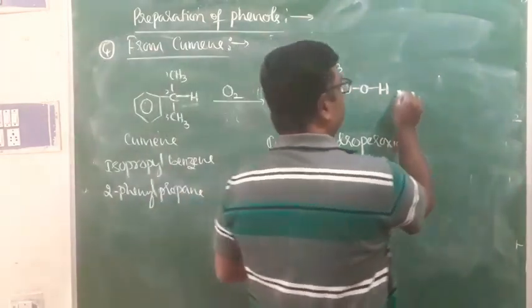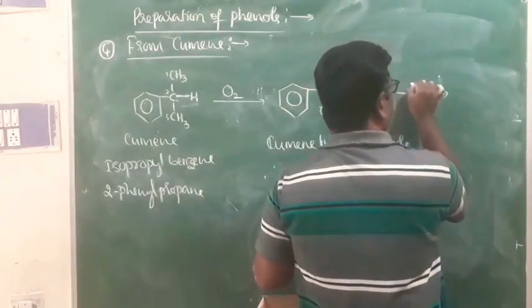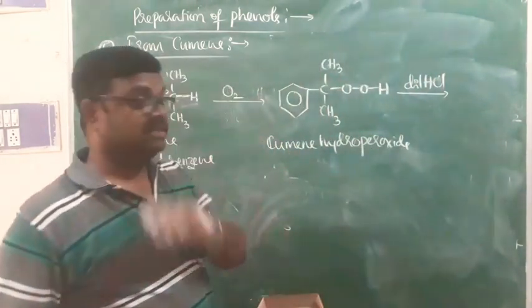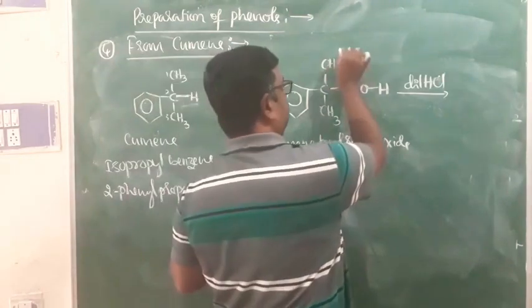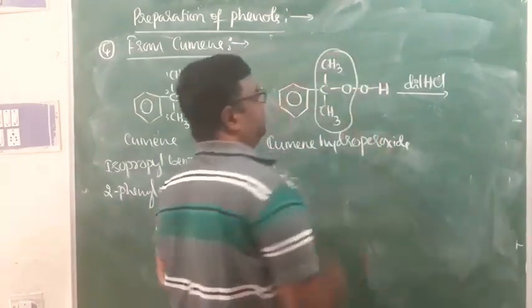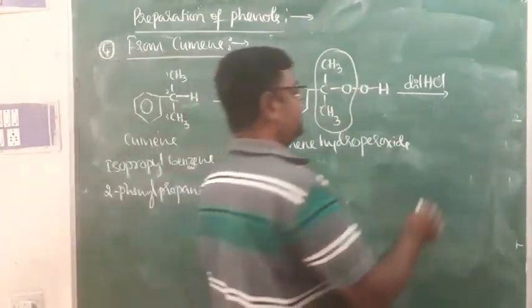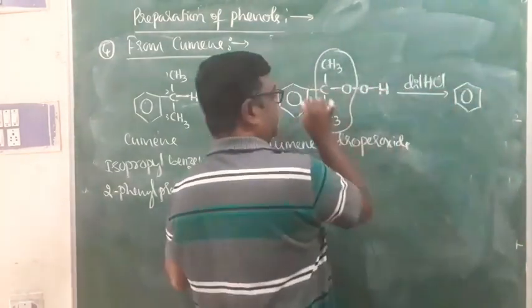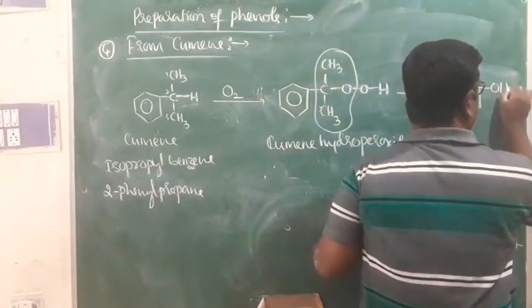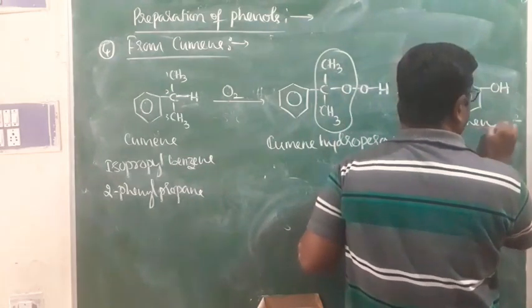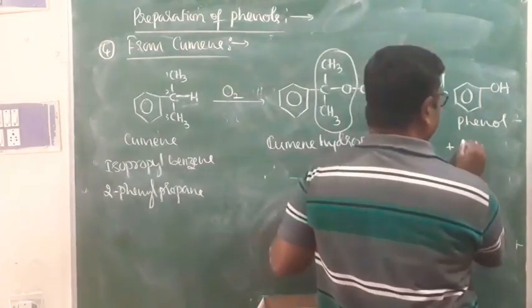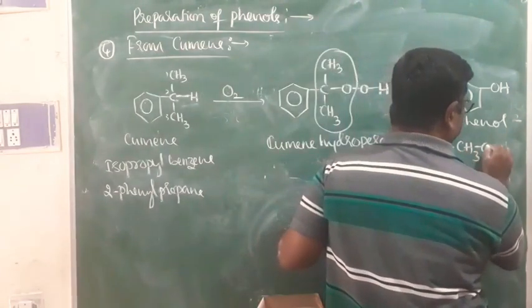When this cumene hydroperoxide is hydrolyzed, acid hydrolysis in presence of dilute HCl, this will be taken out in the form of acetone. Along with that, you are left with what? Which will be connected to this benzene ring, and that is what we call phenol. And in addition to that, you will get a very useful side product, that is acetone.